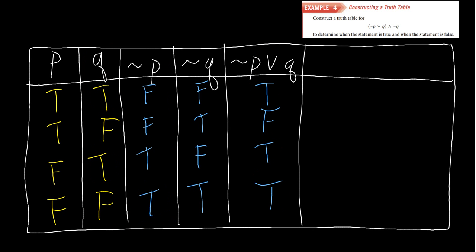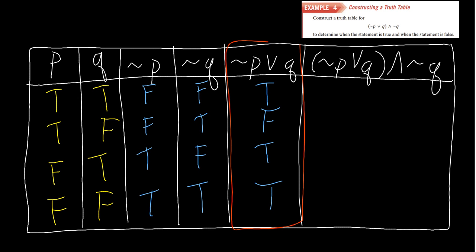Right. And then lastly, we can finish this off with what the entire statement is actually asking, which is not P or Q and not Q. So what I'm going to be looking at now is this statement, because that's this right here, as well as the not Q, which is this one, because I'm wanting not Q. And since it's an and statement that I'm looking at, both statements must be true in order for this to be true.